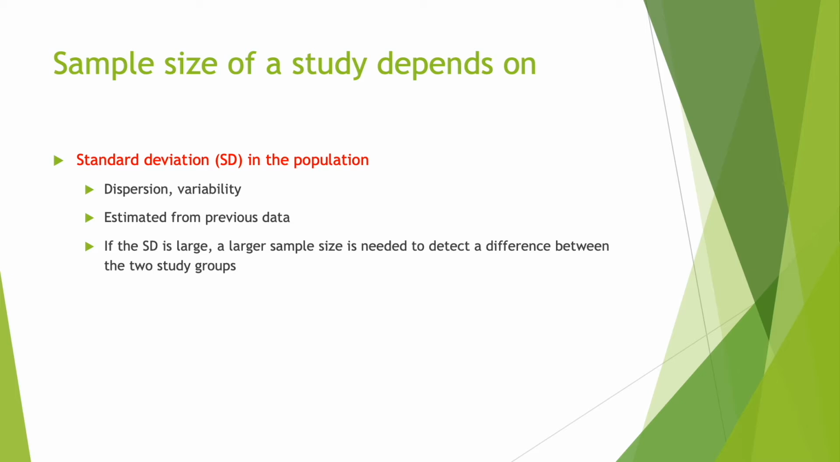Finally, sample size is dependent on the standard deviation of the measure you're trying to estimate in the population. Standard deviation, like the variance, measures how dispersed or deviated the values are from a given mean or average. Just like the prevalence rate, the standard deviation is also estimated from previous data. Basically, if a standard deviation is large, a larger sample size is needed, especially when you're dealing with detecting a difference between two study groups. By the way, the standard deviation is the square root of the variance.